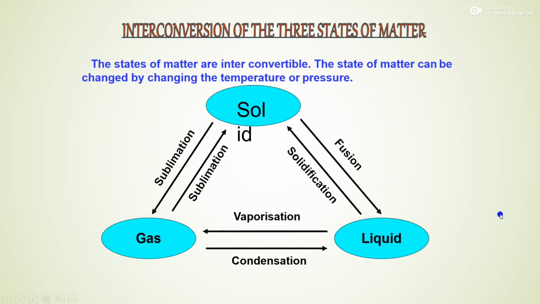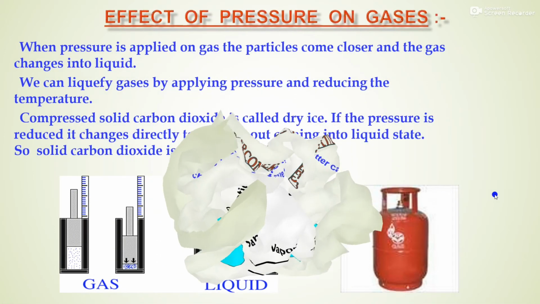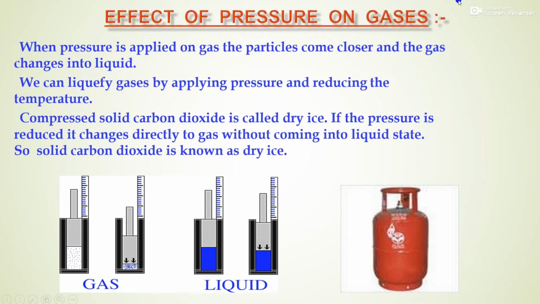What are the processes called? Already we have discussed the effect of pressure on gases. When pressure is applied on gas, the particles come closer and the gas changes into liquid. Already we found that two things are there by which we can change the state of matter: one is temperature and one is pressure. We've discussed temperature, now we'll discuss pressure. When pressure is applied on gas, the particles come closer and the gas changes into liquid.